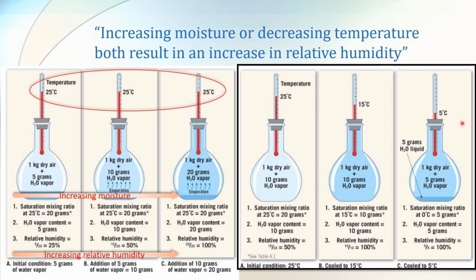For example, in this, it decreases. So in this example, when the temperature of the air in the flask, this flask that you can see, was lowered from 25 degrees in A to 15 degrees in B, the relative humidity increased from 50 to 100%. Here is the relative humidity, 50 to 100%, because it decreases the temperature.